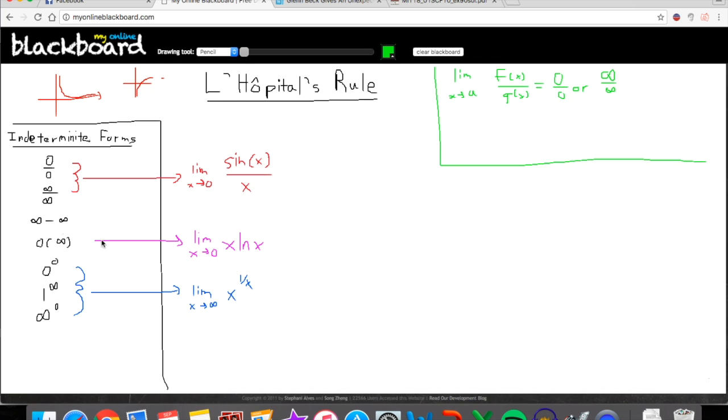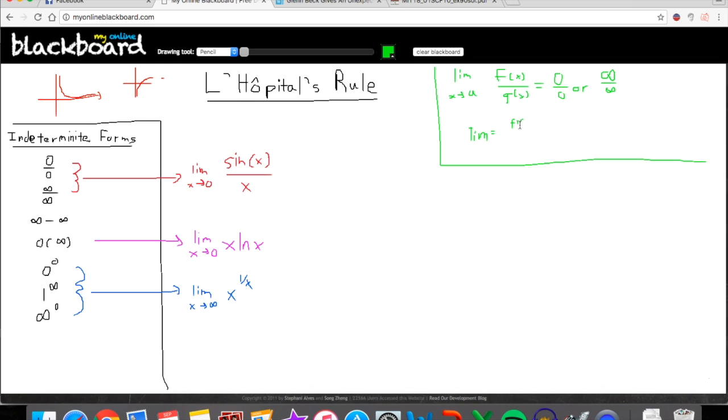However, if you end up with one of these other forms, as you'll see soon, you have to restructure it so that it ends up as infinity over infinity or 0 over 0. If this is the case, then the limit is equal to, and what you're going to do is take the derivative of the top and divide it by the derivative of the bottom.